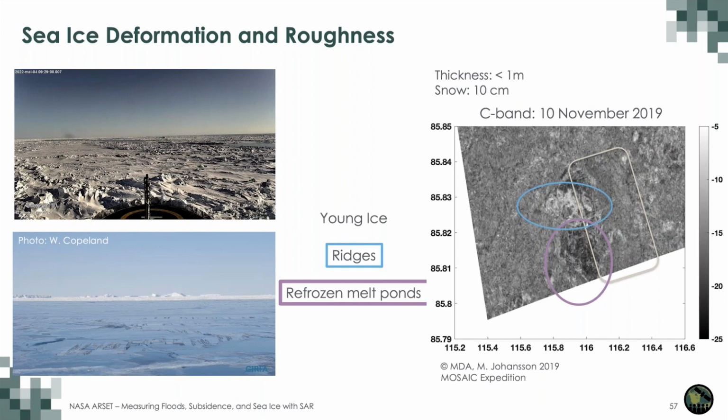Within the white rectangle here, we have young ice. This ice here was observed during the Mosaic expedition. If you're interested to learn more about the Mosaic expedition, I urge you to just look online. There's a lot of useful information out there. So the ice here we know is rather smooth and is slightly less than 30 centimeters thick at this point in time when this image was taken. We have the bright area within the blue circle. This is a ridged area. We have a lot of deformation in this area. And then the very dark area within the purple circle is refrozen melt ponds. And the surface here is very smooth.